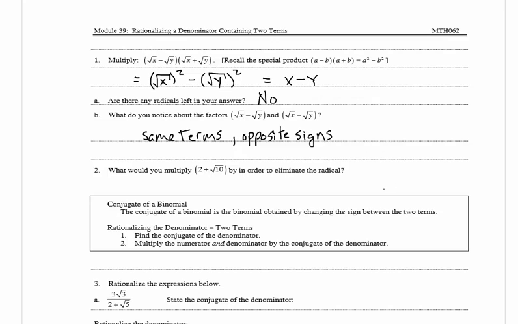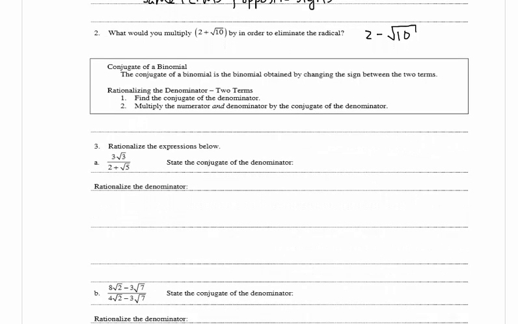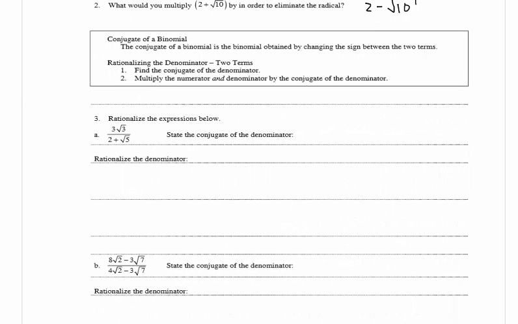In 2, it says, what would you multiply 2 plus the square root of 10 by in order to eliminate the radicals? So we want the same terms and opposite signs. So instead of 2 plus the square root of 10, we're going to have 2 minus the square root of 10. And then it gives us some rules for the conjugate of the binomial and rationalizing a denominator of two terms, and we'll see examples of these below.